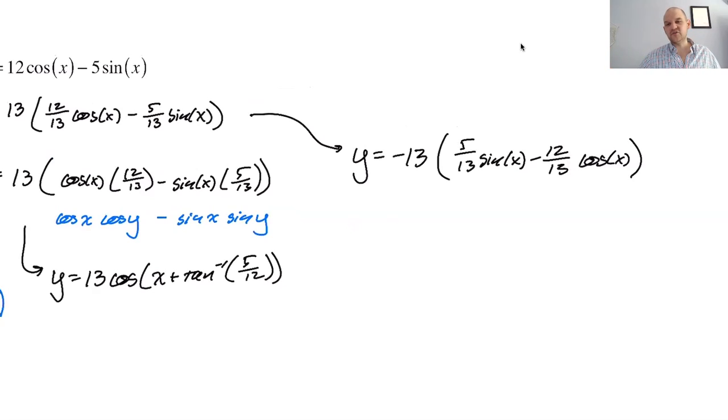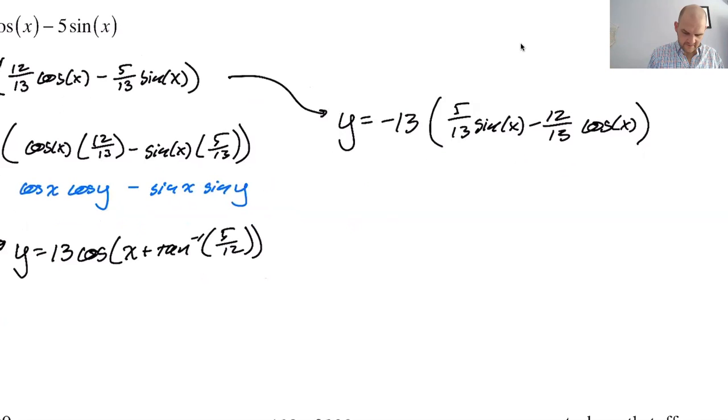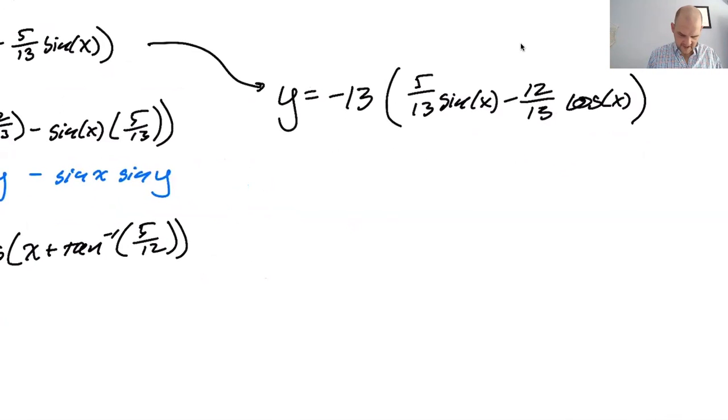Just factor it out. And now it looks like sine cosine minus cosine sine to me. It looks like sine of x minus y. So I'm going to go with that. There are multiple ways to do this particular problem.